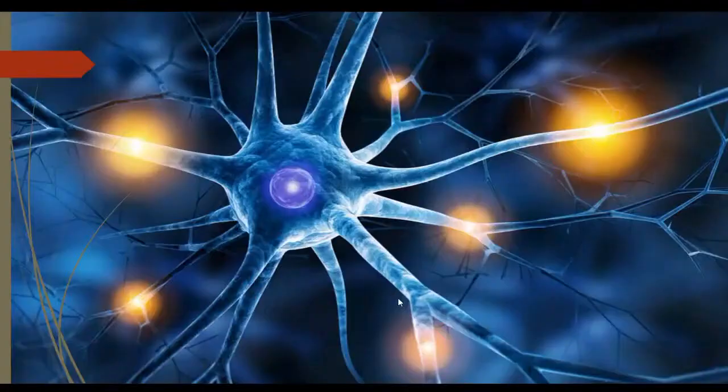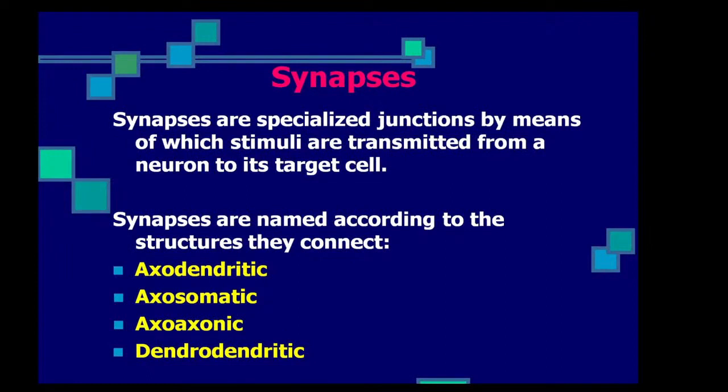Let's now discuss the ability of nerve cells to transmit impulses through synapses. Synapses are specialized junctions by means of which stimuli are transmitted from neurons to their target cells. Synapses are named according to the structures they connect. For example, axodendritic synapses, where the axon is joined with dendrites. Axosomatic, if the axon is joined with the soma, pericardium. Axoaxonic, if axon is joined with axon. Dendrodendritic, if a dendrite is joined with a dendrite.